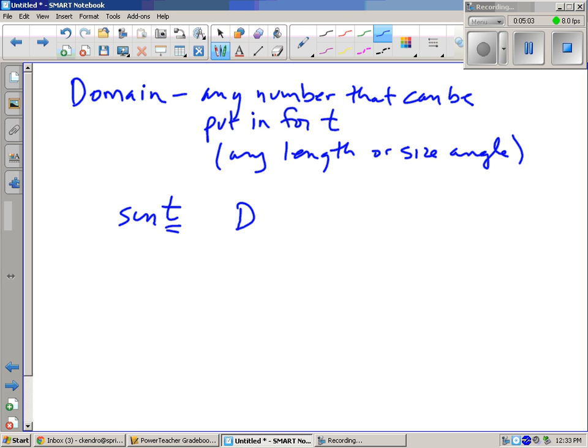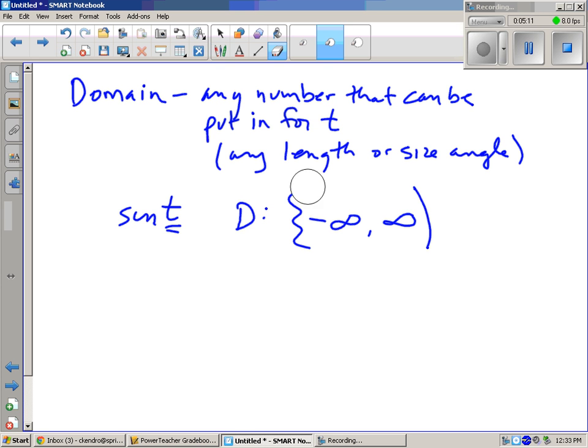So our domain can go from negative infinity to infinity. I should probably put the proper symbols here. So these mean, if they're curved, that means non-inclusive.